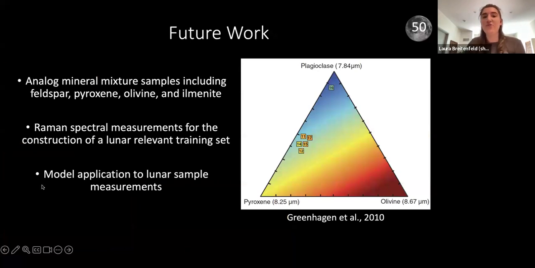Another thing that I'm interested in is looking at analog mixtures of compositions relevant to the moon. So these would be samples with compositions of feldspar, pyroxene, olivine, and ilmenite. And similar to the work I presented for Mars and the asteroid Bennu, constructing a set of samples and a training set of spectral data could allow for models to be constructed to analyze lunar samples.